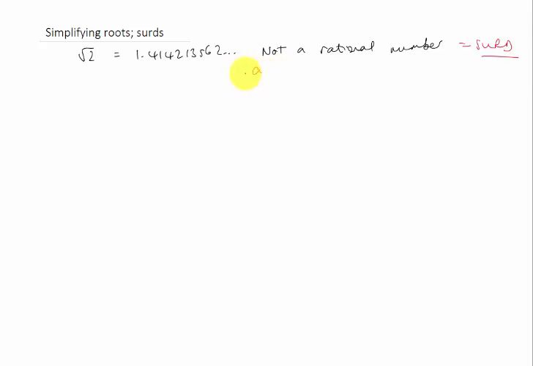So that's a surd: a root that cannot be simplified as a rational number. And there are all sorts of these, so we can carry on.